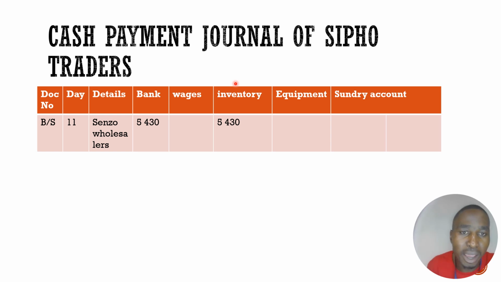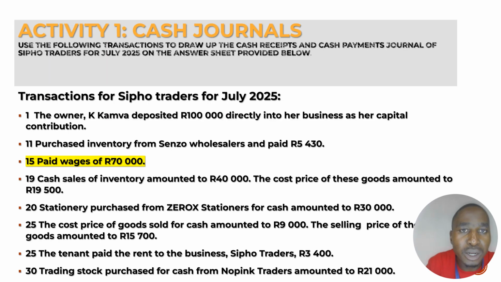And then what are we paying or what are we buying? We are buying inventory. So we should write under the inventory column. And then we're done with that transaction. Let's go and see how we record the third transaction.